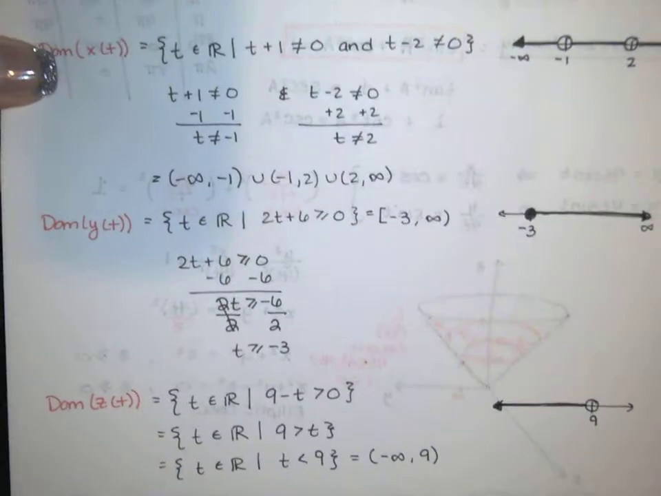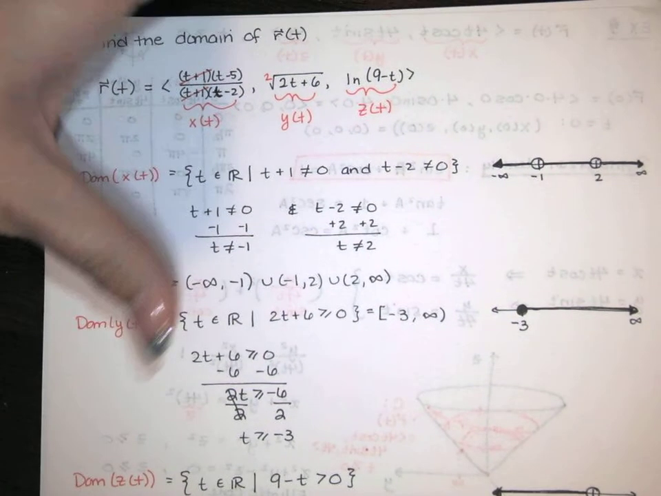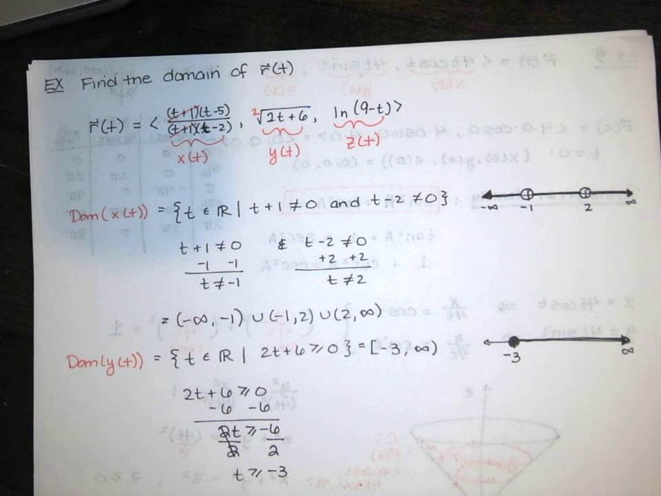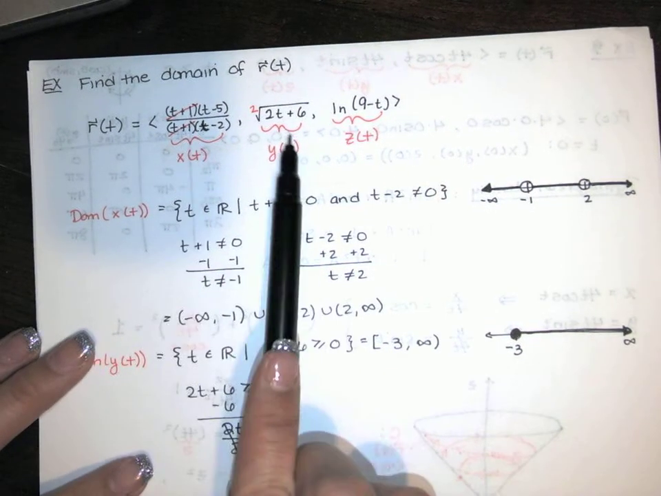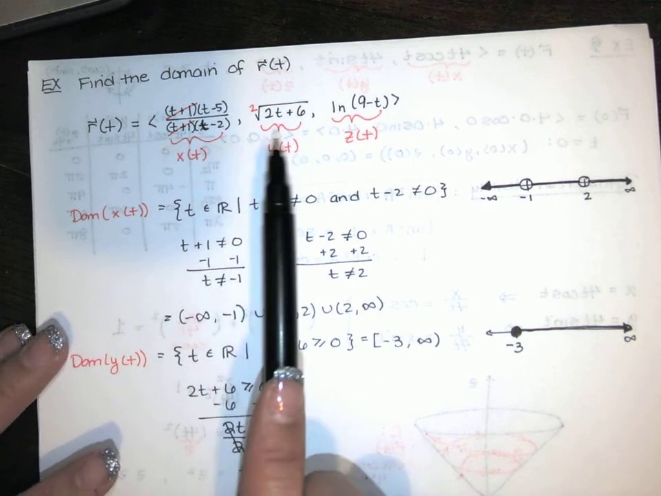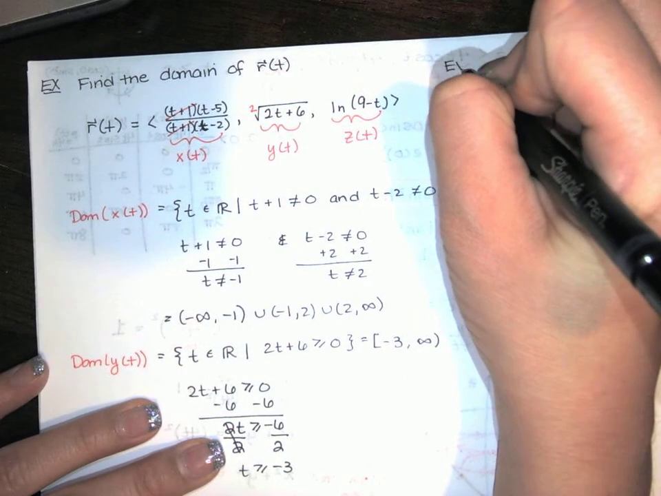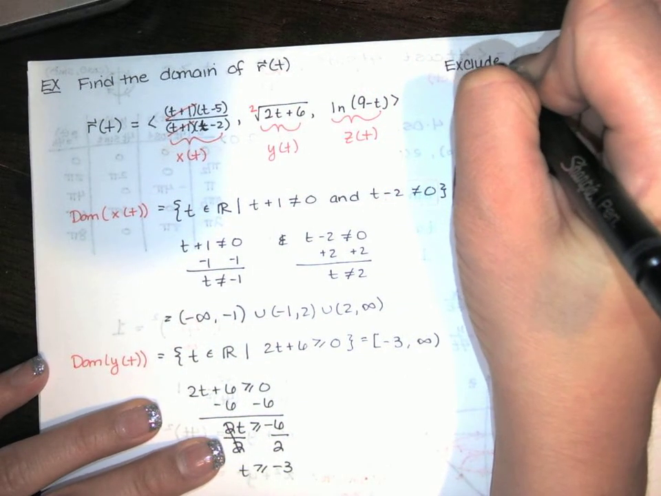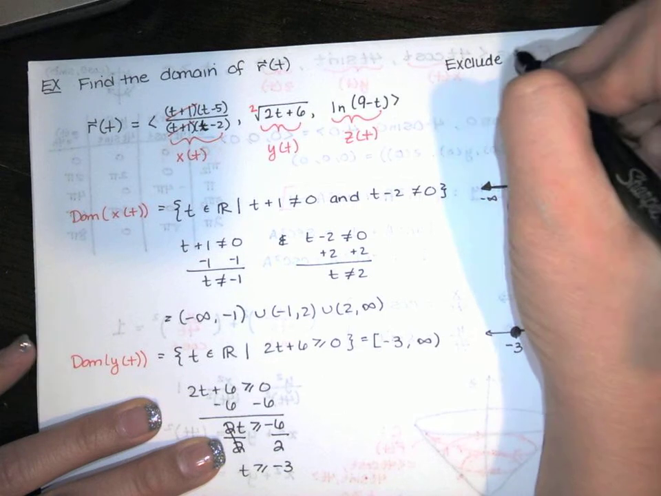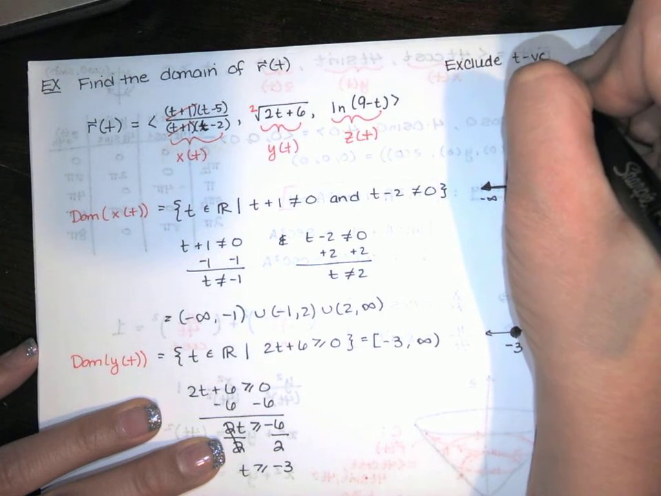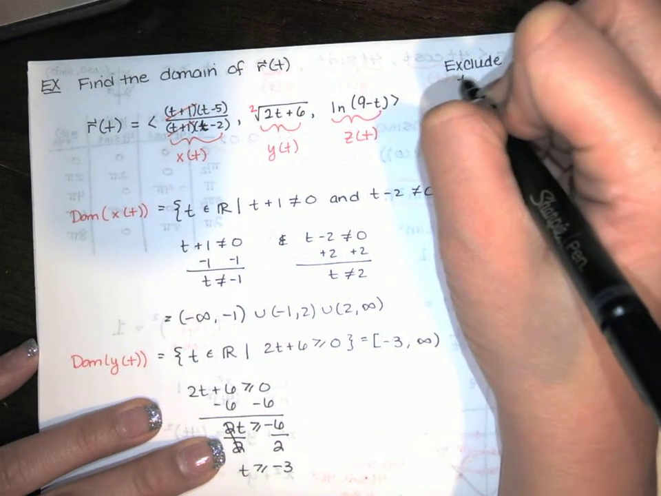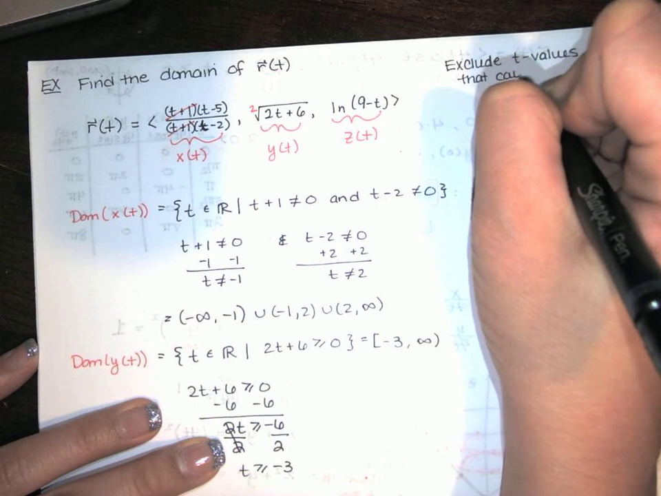So let's recap. When you're finding the domain of r of t, you need to look at all 3 components. All 3 components need to be well defined. And in order for those to be well defined, to find the domains of these guys, you want to exclude t values that cause the 3 problems.